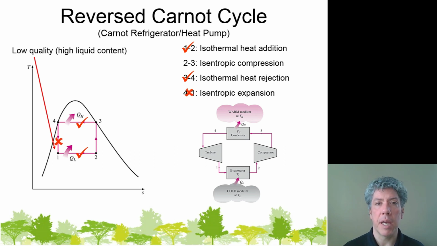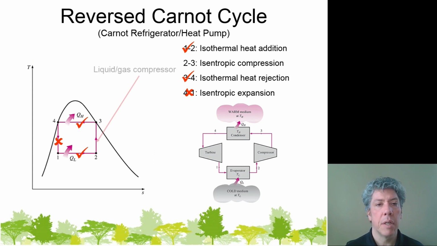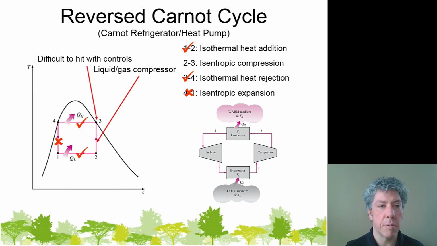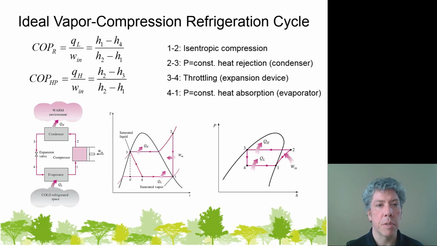If we tried to use a hydraulic motor instead, we'd get closer to something that works, but again, we'd end up with too many gas bubbles and we'd cause trouble that way. So this is not practical. What about the other side where we have isentropic compression? Well, here we'd have to compress a vapor and a liquid, and I don't know of any device to do that. Plus, it'd be difficult to hit state 3 with controls. So the reverse Carnot cycle is not the ideal cycle for a vapor compression refrigeration system.